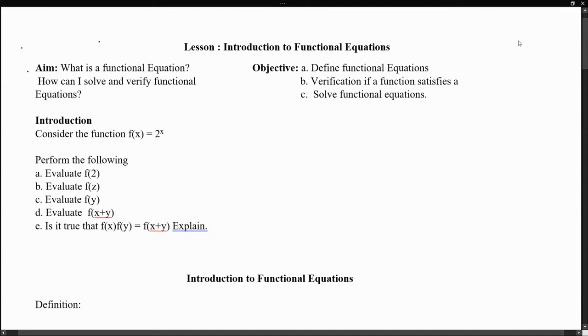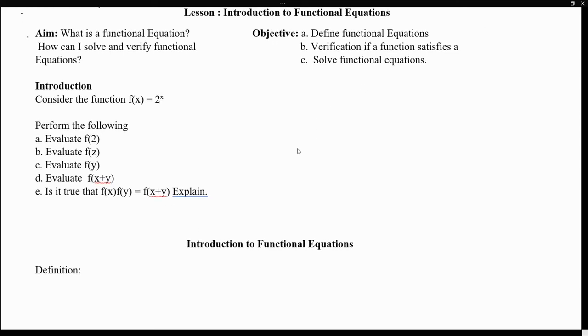Welcome. In this video, we will introduce the idea of a functional equation. So let's get started. Let's start by considering this function, f of x equals 2 to the x. And let's start by evaluating the following, and see if this condition is met by this function.